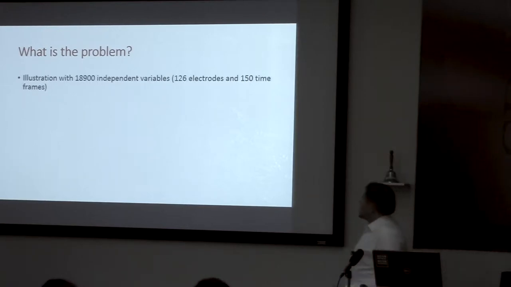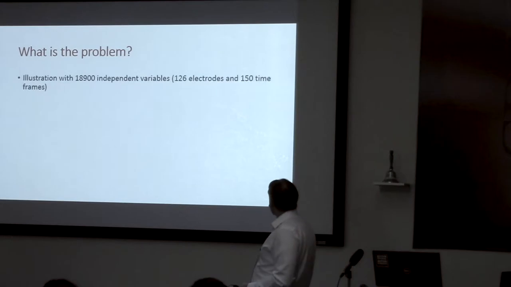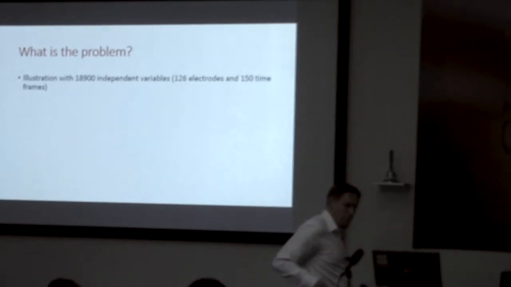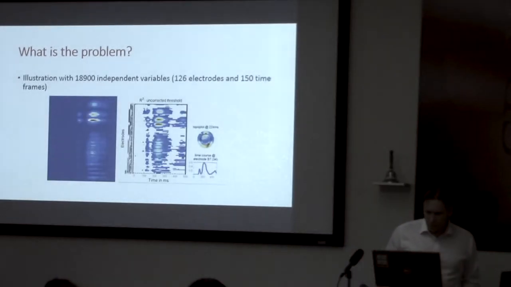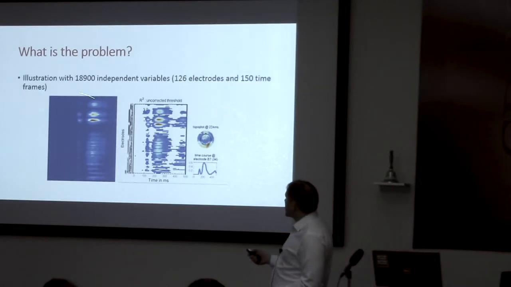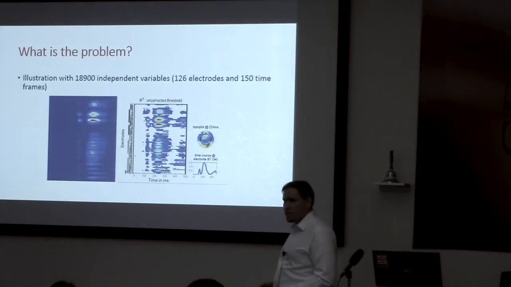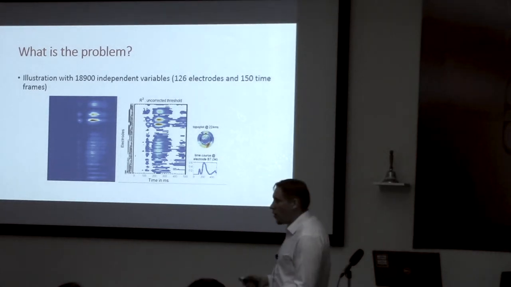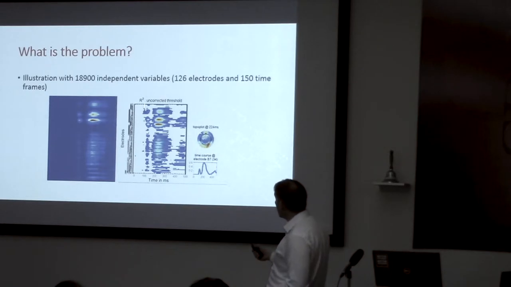So I'll take again this example of 126 electrodes and 150 time frames. So we've got 18,900 tests. And so I've got, for instance, that figure. So that's all the t tests, all the t values. And if I apply 0.05 uncorrected, so I just say, okay, let's look at the p-values and show me where it's under 0.05. That's all of these time frames in space.